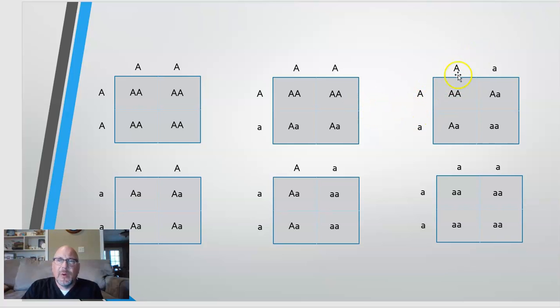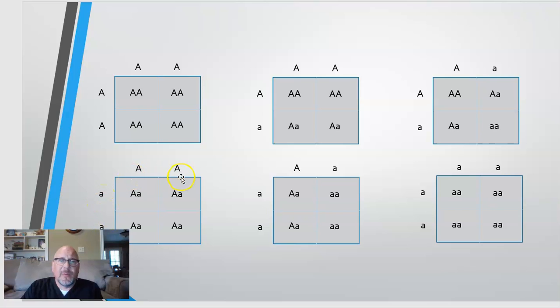One of the big ones you see is where both parents are carriers, big A, little a, and big A, little a, and this would be your offspring chance. You would have a 25% chance of a non-carrier. You'd have a 50% chance of a carrier, and you'd have a 25% chance of a child being born with cystic fibrosis.